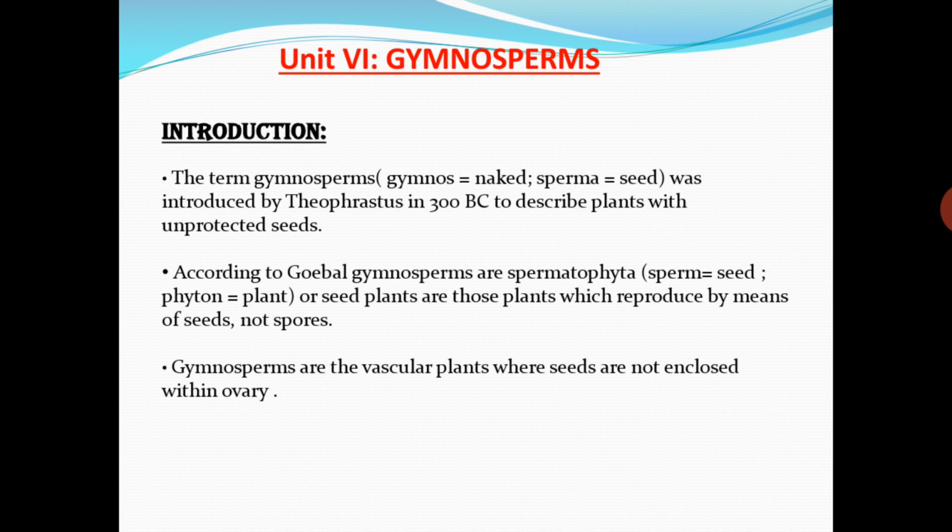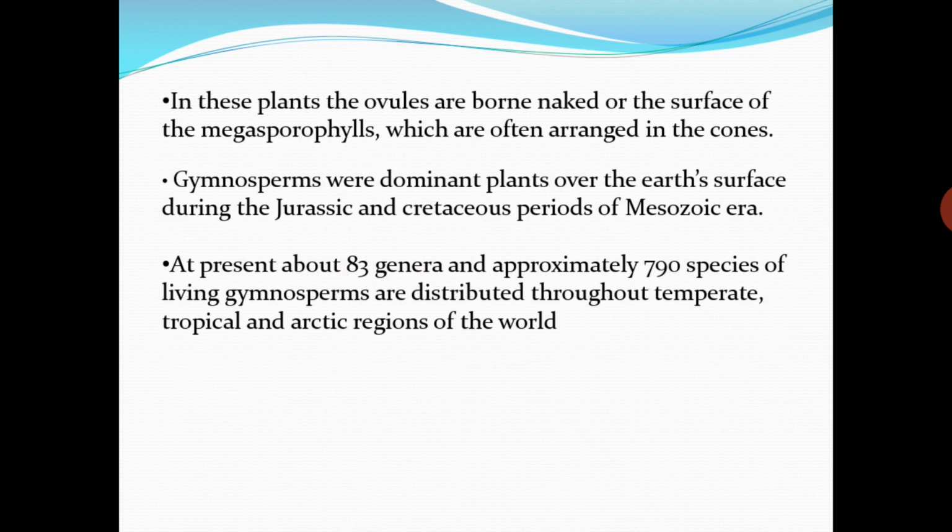And these are vascular plants. The vascular system is well developed here. In these plants, the ovules are borne naked on the surface of megasporophylls, the female reproductive organ, which are often arranged in cones. Here the megasporophylls are arranged in cones, and the ovule is present naked. We can see it with the naked eye in some examples. In cycas, the ovule is large in size.